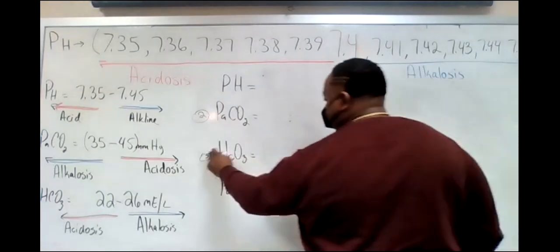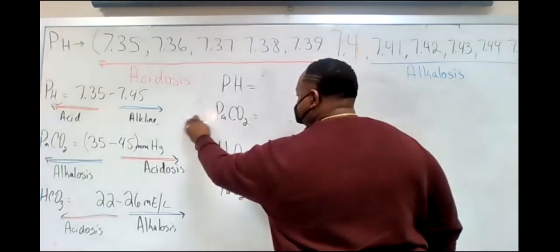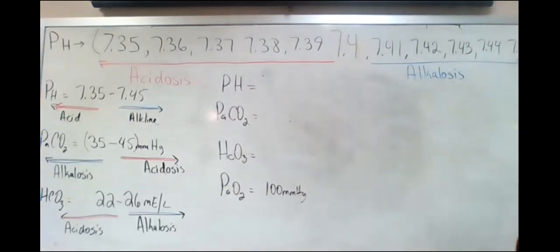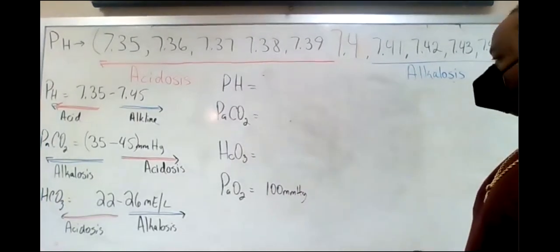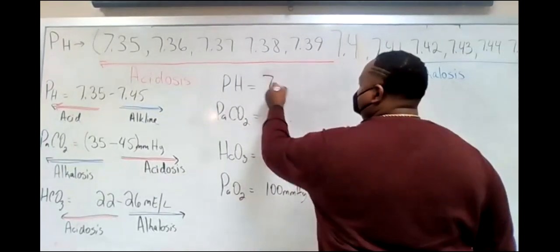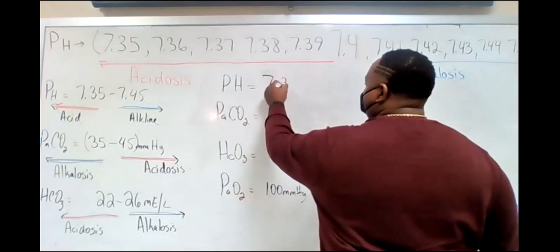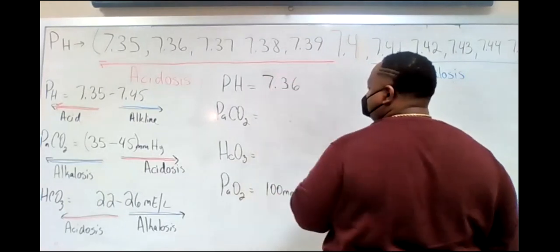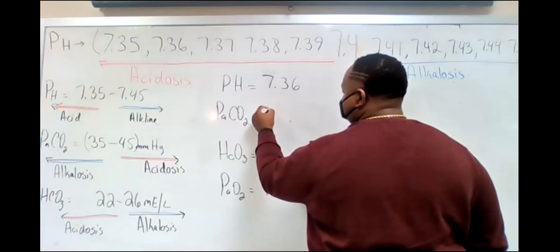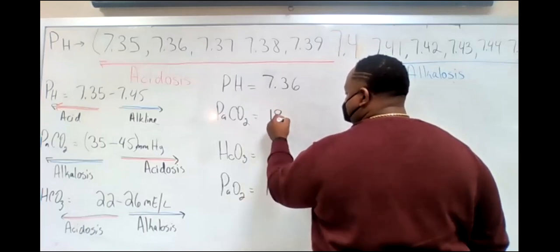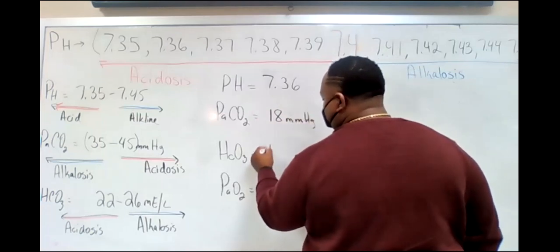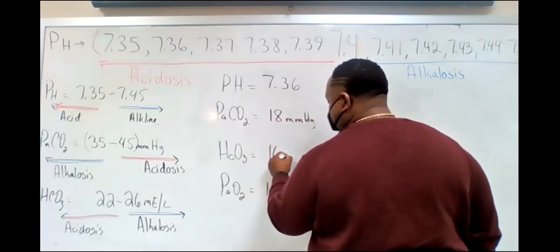Let's look at this one. So you said if player number 3 is out of range, then it is compensated. Yes. Okay. All right. A pH of 7.36, a CO2 of 18, and a bicarb of 16.